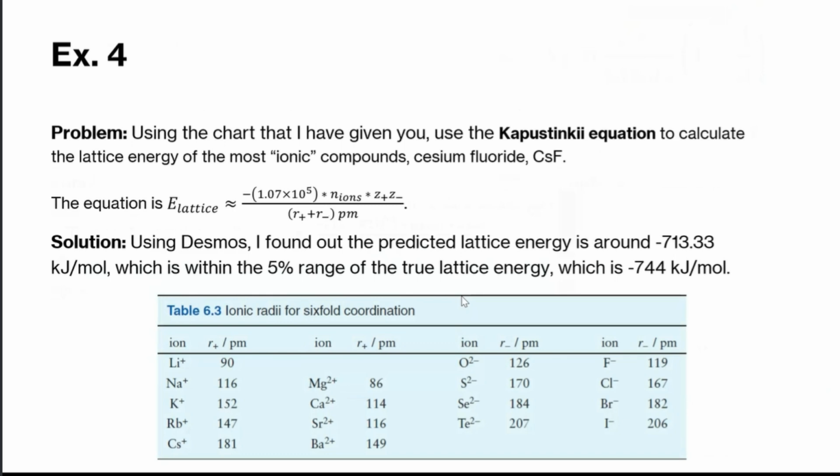So it's just 181 plus 167. And using Desmos, I found out that the predicted lattice energy was around negative 713.33 kilojoules per mole, which is within that 5% range of the true lattice energy, which is negative 744 kilojoules per mole. I just got that from the Pearson textbook, by the way.